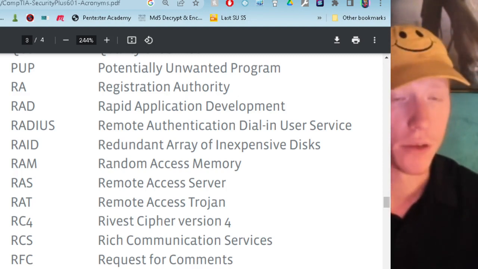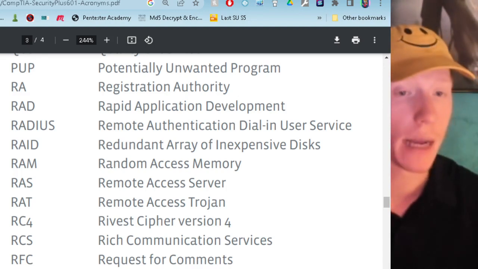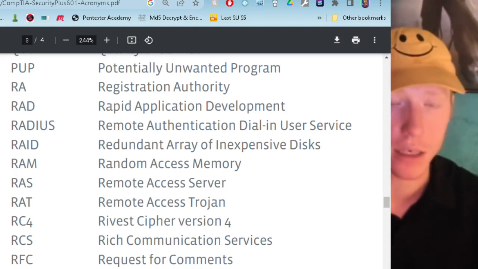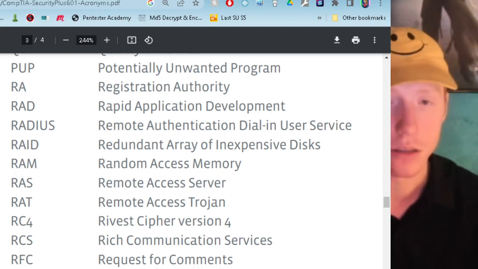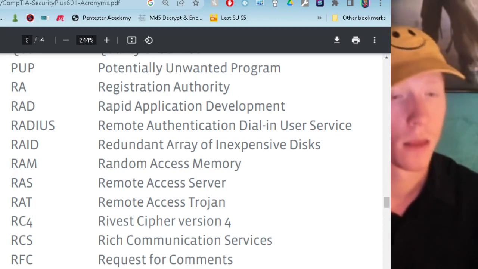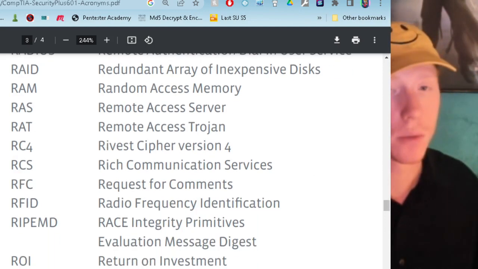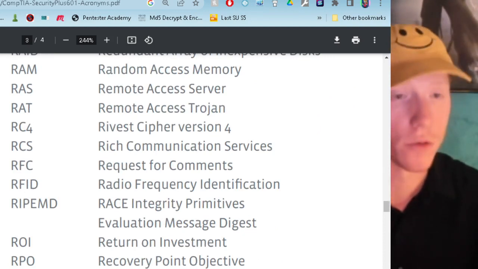The RA is a Registration Authority. The RAD is Rapid Application Development. The RADIUS is a Remote Authentication Dial-In User Service. A RAID is a redundant array of inexpensive disks. You use it for backups.